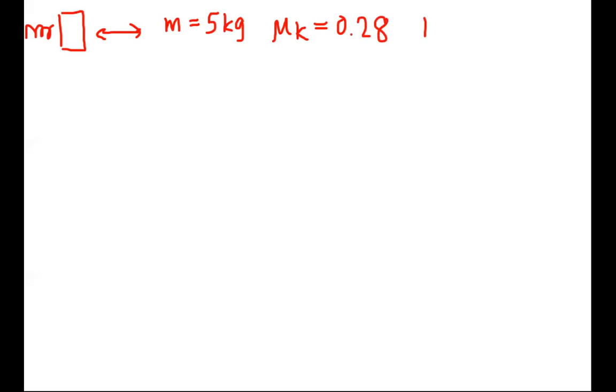So we have the cube, which is on a spring, and it is moving back and forth and oscillating until it loses all energy. The values that we know is that the box has a mass of 5 kilograms, that mu k is equal to 0.28, and that the spring constant is equal to 800.